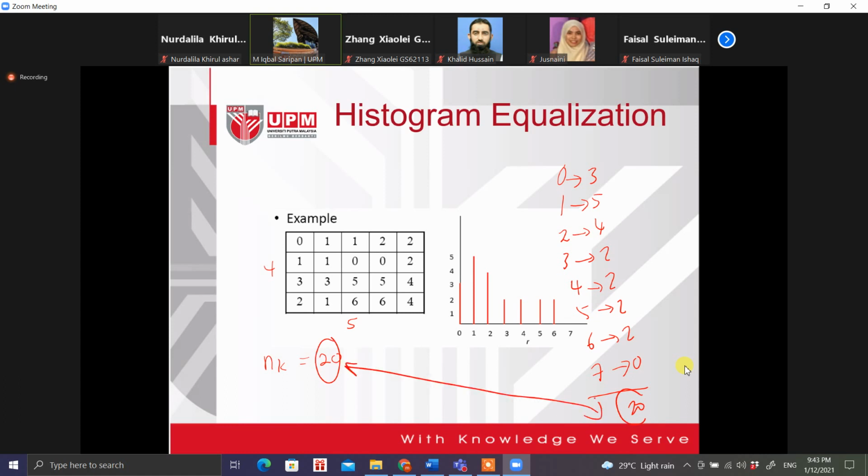So you can plot this as counts. If you plot it as counts, meaning 0 3 times, 1 5 times, 2 4 times, 3 2 times, 4 2 times, 5 2 times, and 6 2 times, 7 0 times. Anybody understand this? Yes.